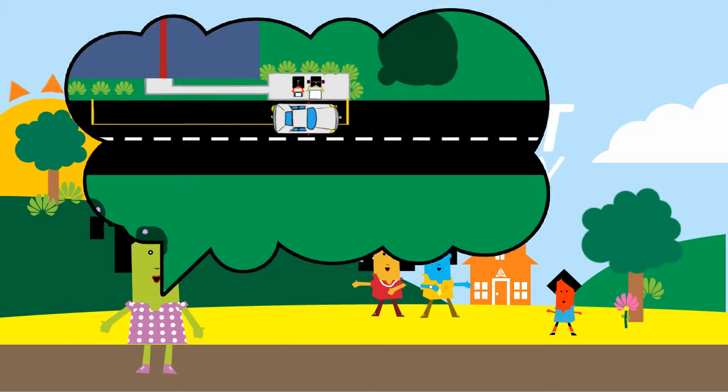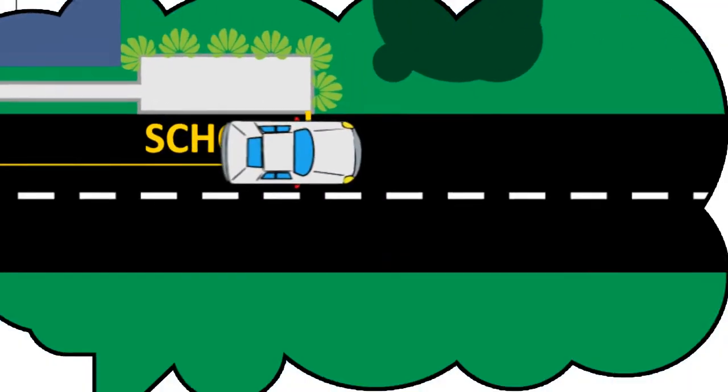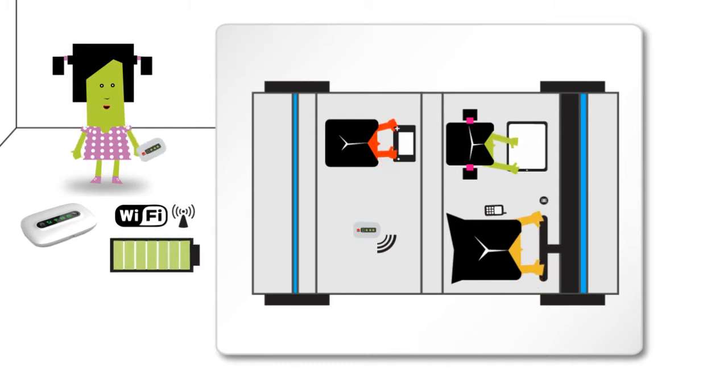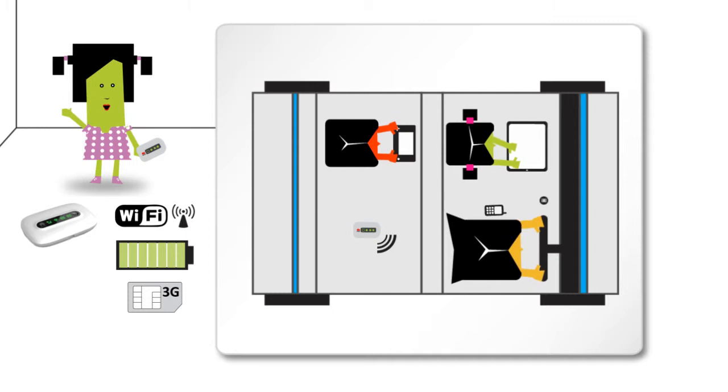When Mom picked us up from school, she had the new E5331 3G Wi-Fi modem in the car. With its built-in battery and 3G SIM card, we're able to travel with it and connect up to 8 devices.